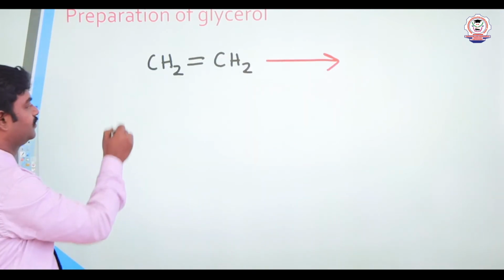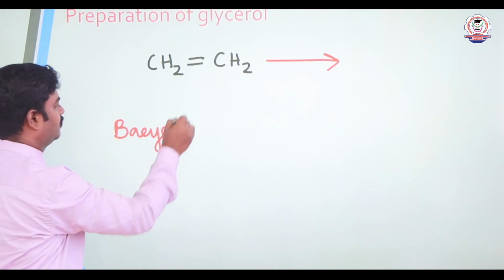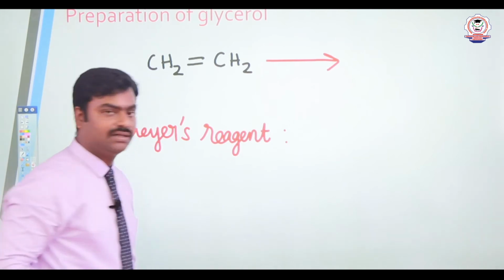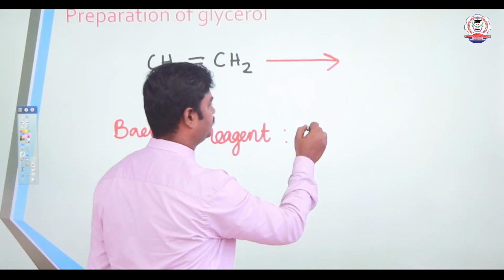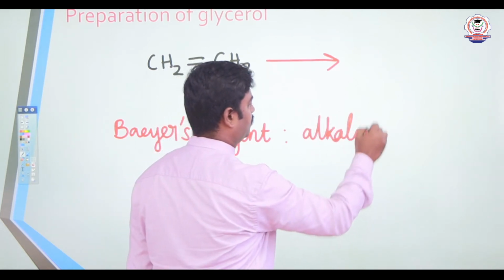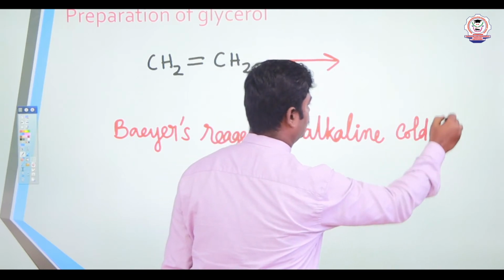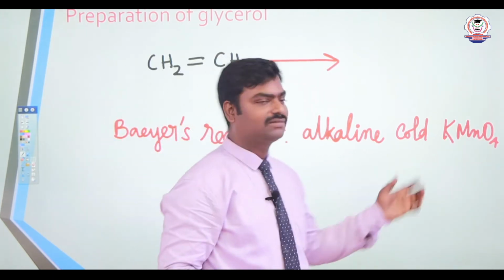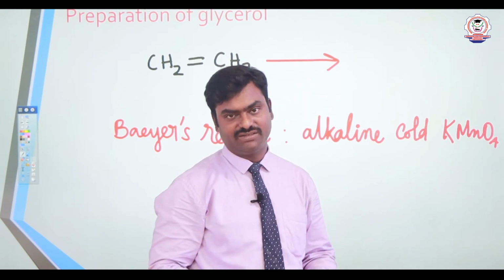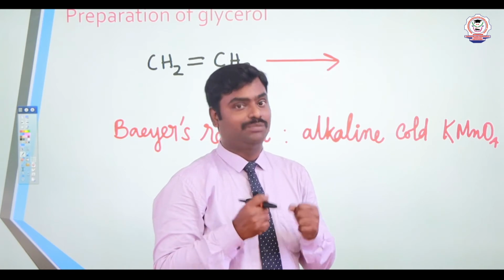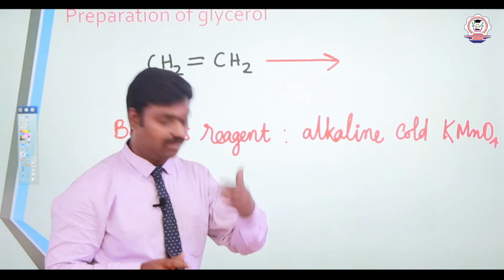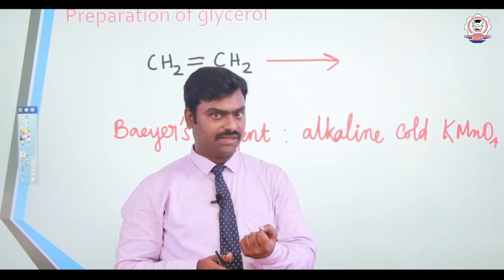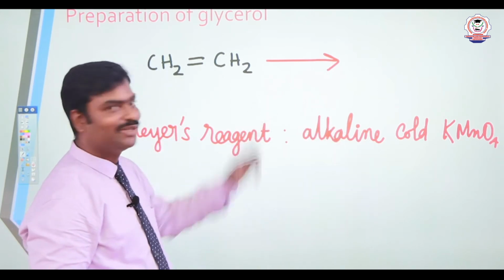What is Bayer's reagent? It is nothing but alkaline cold KMnO4. Why are we using alkaline cold KMnO4? Generally KMnO4 is a very good oxidizing agent. The compound has very powerful oxidizing property. So, if you use this KMnO4 at room temperature, what happens? It will oxidize alcohol into acid. That is why we need to take the KMnO4 in a colder system.